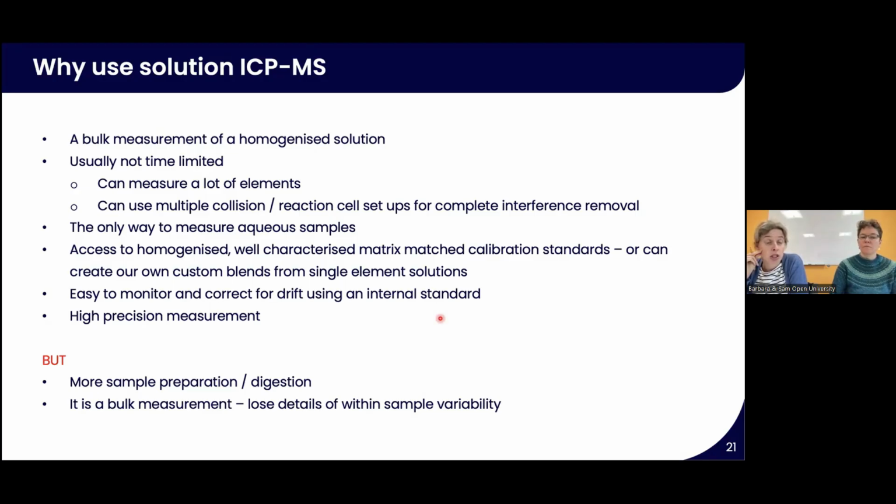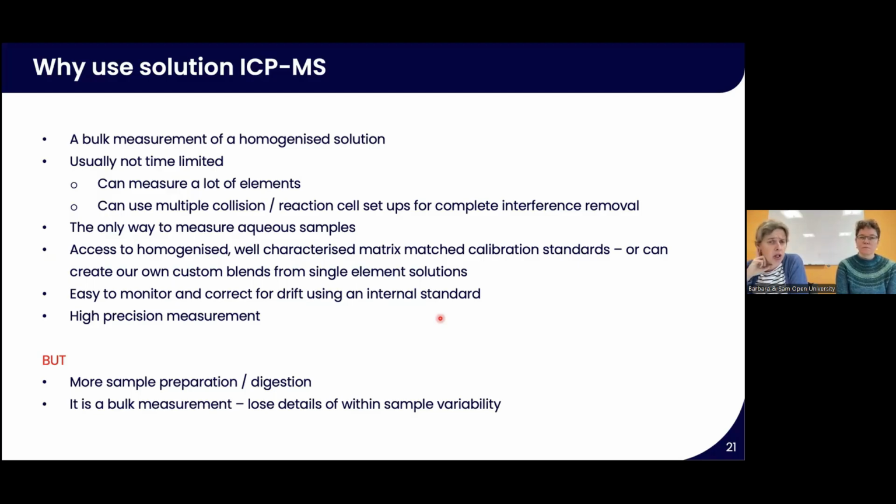In solution, it's relatively easy to monitor and correct for instrumental drift because we can bleed in an internal standard at the same time as introducing our samples or our standards. And it gives us a high precision measurement. So for the majority of elements, precision is better than 2%.